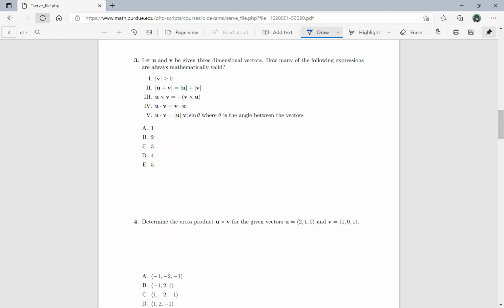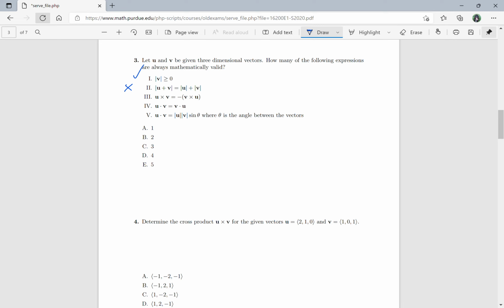u and v are 3D vectors. How many of these are valid? The magnitude must be positive. That's true. The magnitude of the sum of two vectors is equal to the sum of their magnitudes separately. Not necessarily. Imagine if u and v were opposites. They'd cancel to 0, even if their own magnitudes weren't 0.